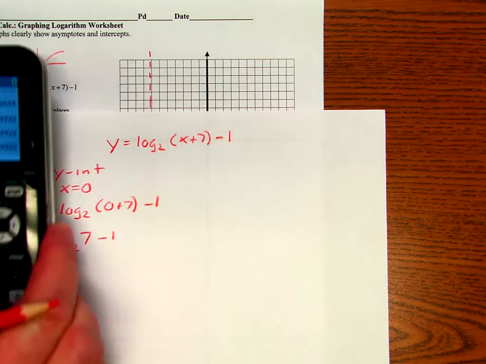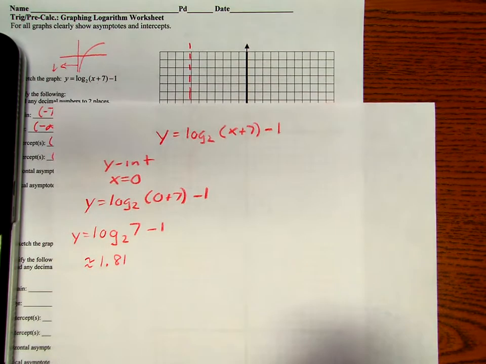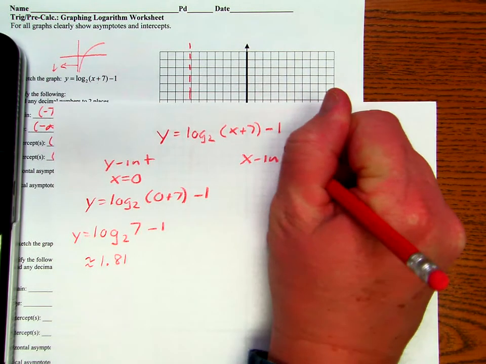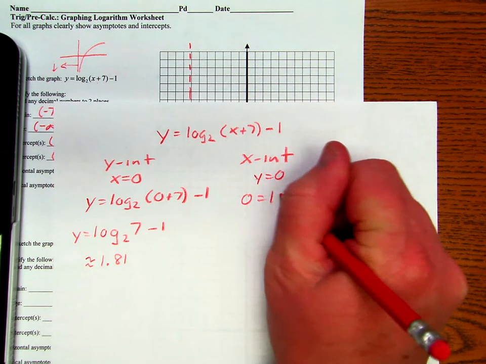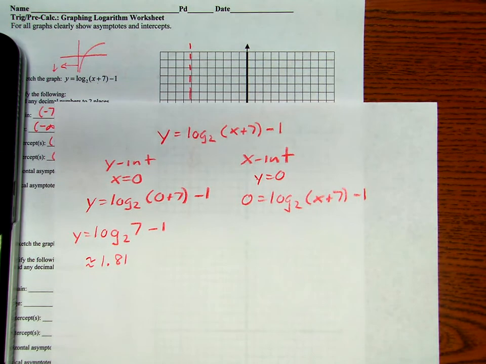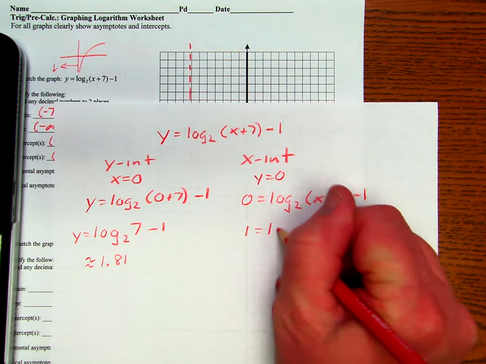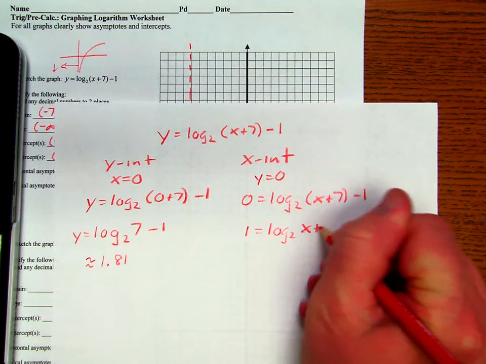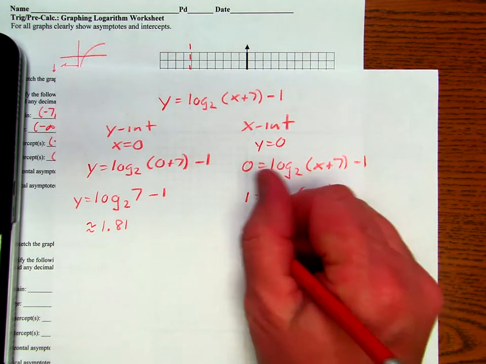All right, what about getting the x-intercept? Well, for the x-intercept, y equals 0, so 0 is equal to log base 2 of x plus 7 minus 1. To solve this equation, we're going to want to get the 1 over to the other side. Rewrite that exponentially.